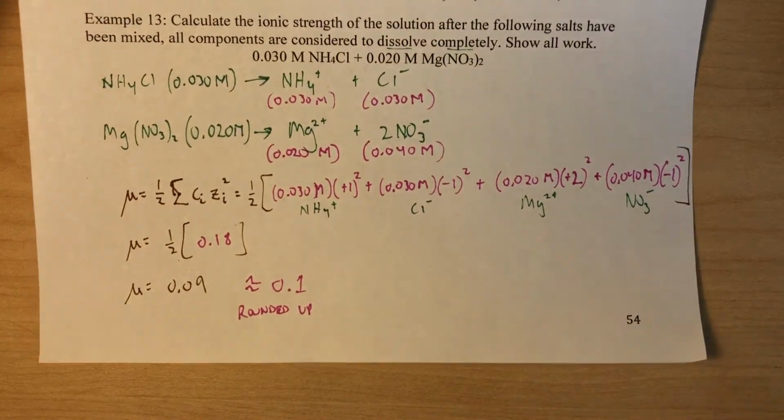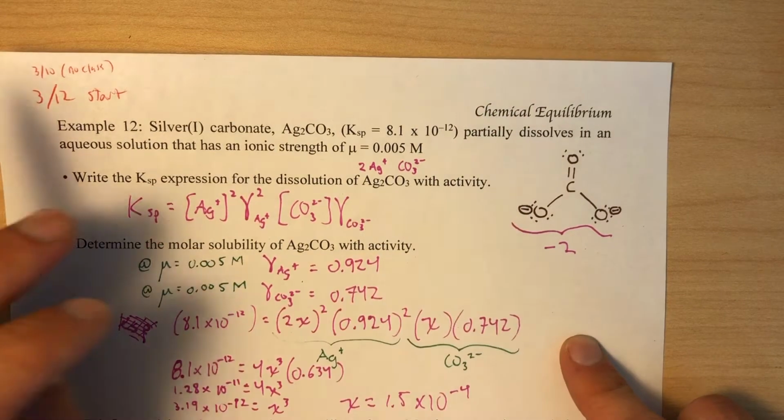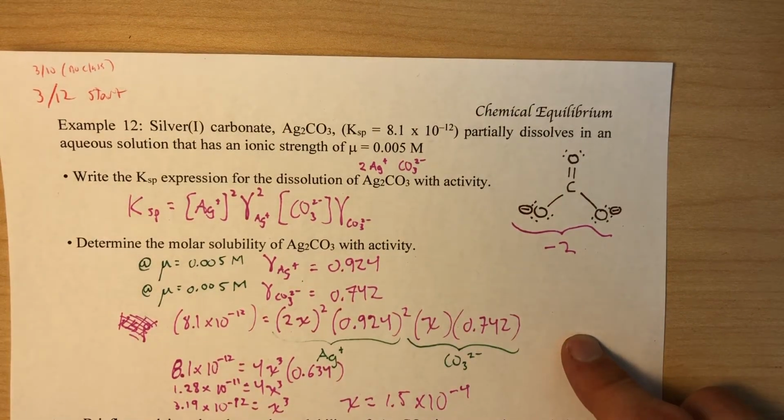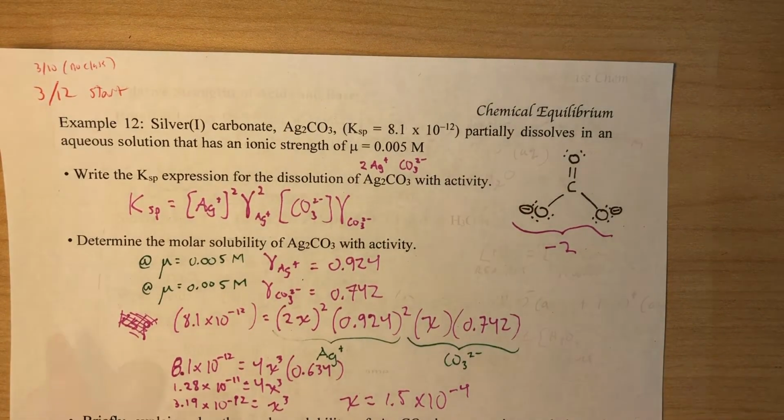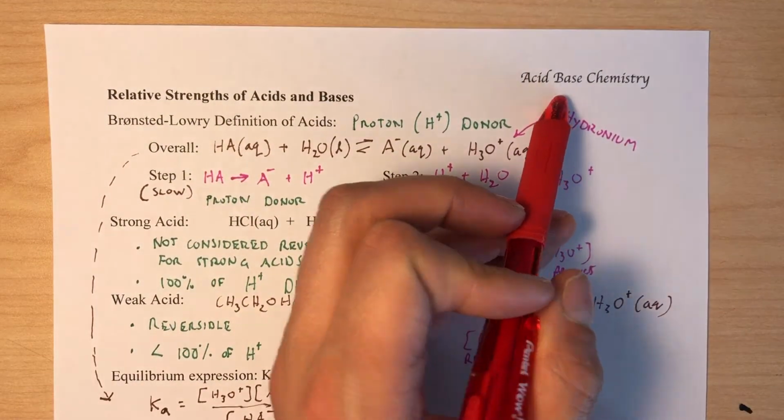And that actually brings us to the end of our unit on chemical equilibrium and will be the end of the material that is going to be on the next exam. We begin our next unit on acid-base chemistry with a few definitions.